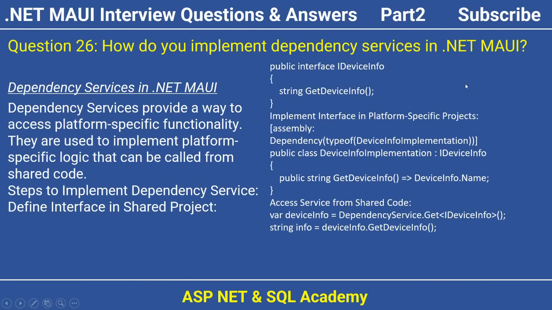In .NET MAUI, dependency services are used to provide access to platform-specific functionality. You define an interface in your shared project and implement it on each platform. First, create the interface, then implement it on each platform. For example, as shown in the example. Dependency services are a powerful way to handle platform-specific logic while keeping the shared code clean and reusable.